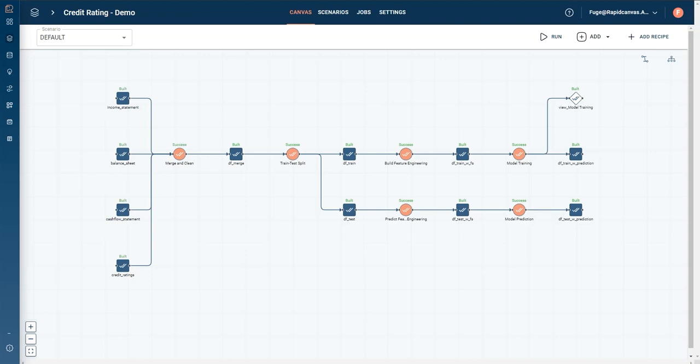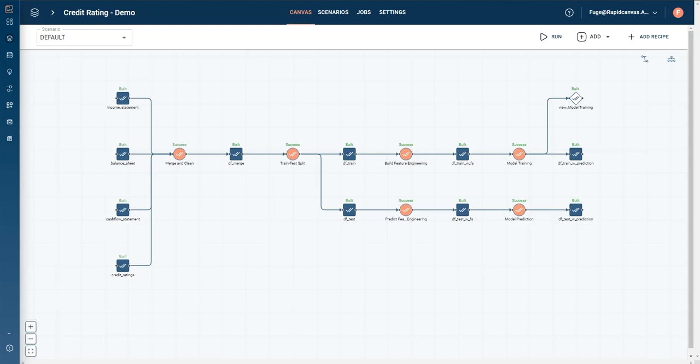Today I'm going to present to you a demo on a use case of corporate credit risk with an end-to-end solution using the RapidCanvas platform. There are three parts to my presentation today. First, I'm going to introduce the problem statement and the data, followed by exploratory data analysis and feature engineering. Then we end with model training and model prediction using the RapidCanvas platform.